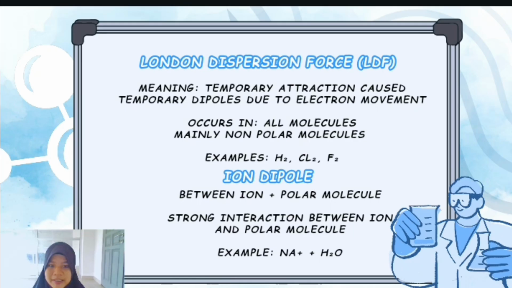And next we have ion-dipole. Ion-dipole exists between an ion and a polar molecule. It has a strong interaction between ion and polar molecules. For example, Na+ and H2O.